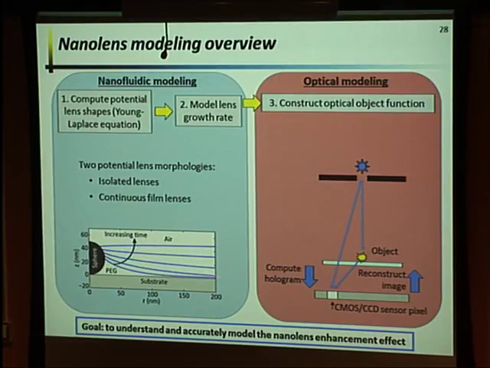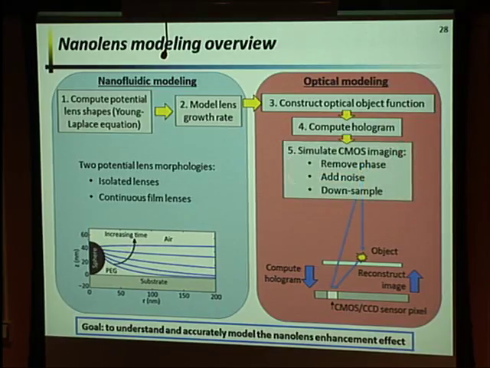What we're then going to do is send the results from this nanofluidic modeling into optical modeling. We're going to construct an optical object function. We're going to assume that this is a phase object, and construct its optical properties. We're going to compute the hologram we would expect to see on our CMOS sensor, simulate what we'd expect to see experimentally by removing the phase, adding some noise, downsampling, and then reconstructing, and then compare the results of this model and simulation with what we see experimentally.